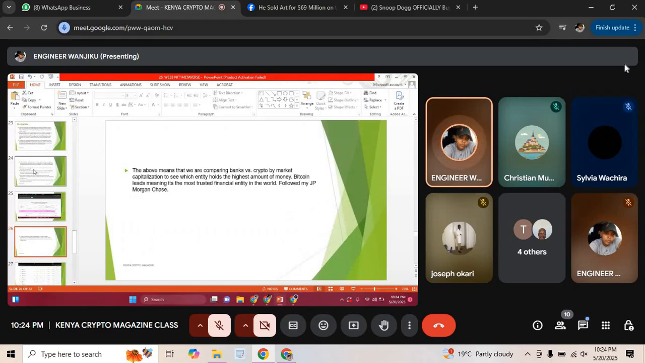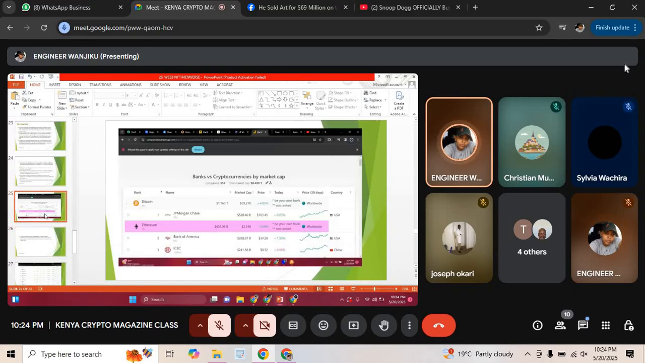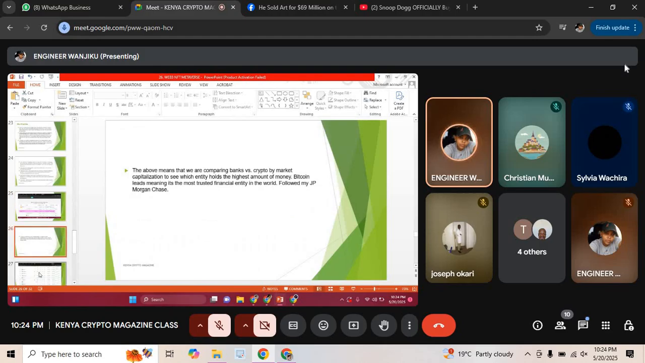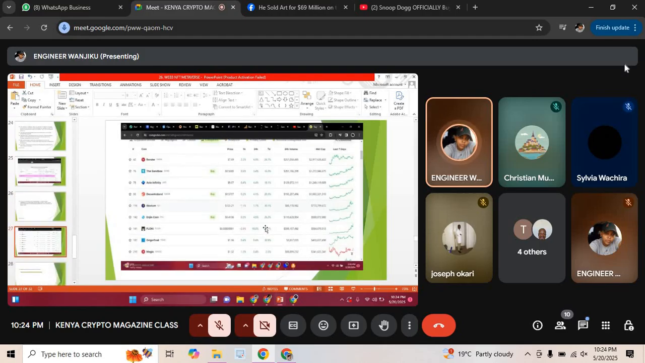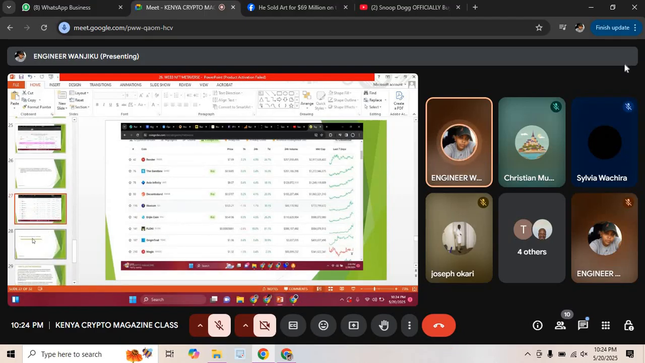So we've looked at that. The above means we are comparing banks versus crypto, which we have already tackled, so there's no need. This is just a screenshot of coins under the metaverse narrative, Render, Sandbox, all that.